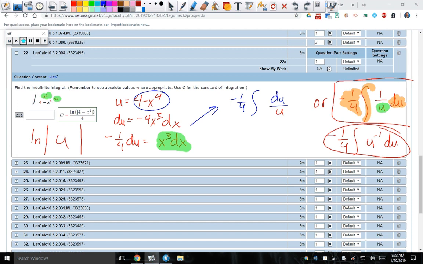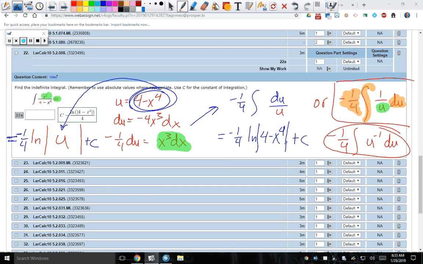So we have equals negative 1/4. Okay? Now I'm still missing something in my answer. Right now I have negative 1/4 natural log of u plus c. And finally I'm missing one more thing. I need to plug the u back in. I need to plug this u assignment that I had right here so that it's the negative 1/4 natural log of the absolute value of your u, that's 4 minus x to the fourth, and then plus c here at the end. That would be your answer.